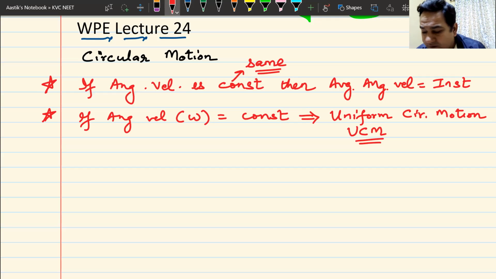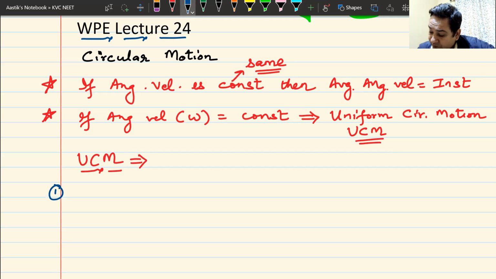Now, when the motion becomes uniform circular motion, you can write the heading as UCM. What do you mean by UCM? So what is the first point about UCM? Number one, angular velocity omega is constant.